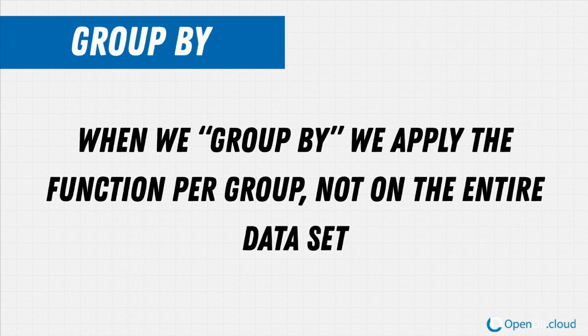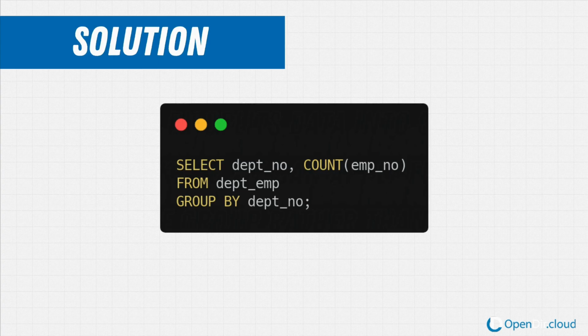So remember, when we used to apply sum, min, max, count, it was against the entire data table. It was against every single row. But when we group by, we're applying the function against that group, the group by department number, for instance. So this was our answer. Select department number, count employee number, and we're grouping by the department number. We're creating those logical groups, those unique groups.